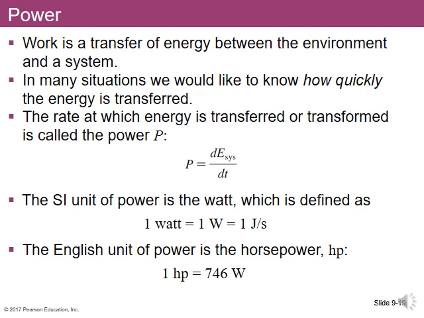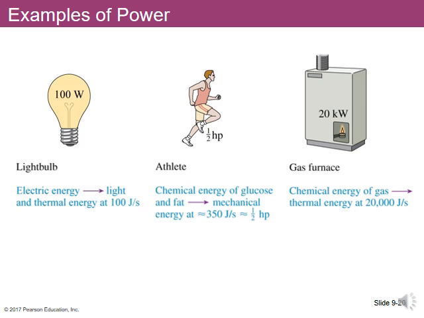The SI unit of power is the watt, which is defined as 1 joule per second. You also often find horsepower still used as a unit of power. 1 horsepower is equal to 746 watts. So here's some examples of power and how we might use it. A lot of times we think of power in terms of electricity. So if we talk about how much power is being used, we're talking about how quickly we're using electricity. For example, a 100-watt light bulb uses energy at a rate of 100 joules every second.